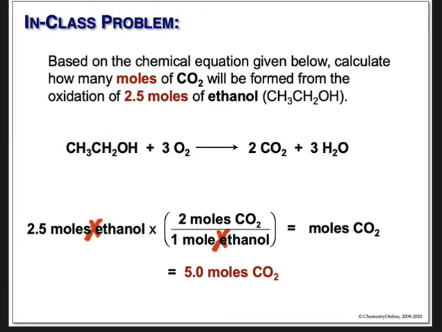You look to see what you're looking for. You look to see what reactant is linked to it. And you look at the equation and just do a ratio. 1 ethanol, 2 CO2s. Set up that ratio, multiply it by the given, and you have it.